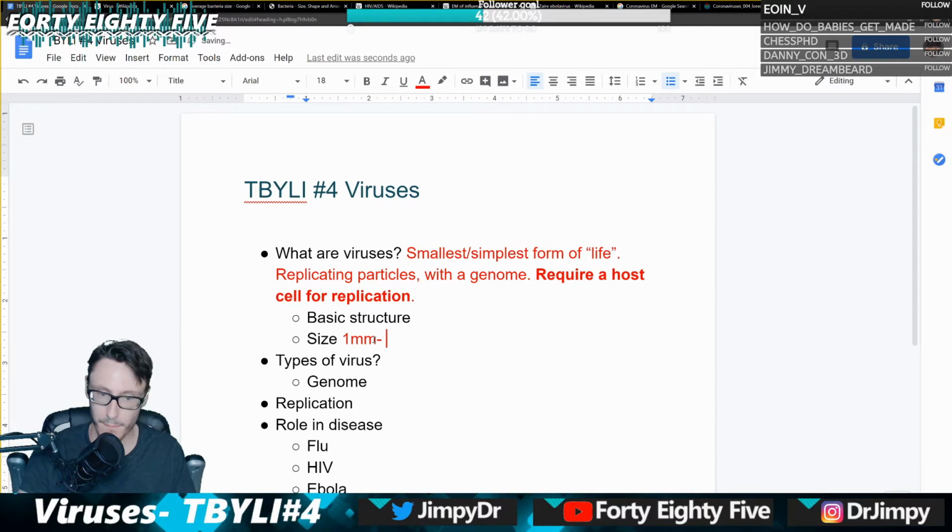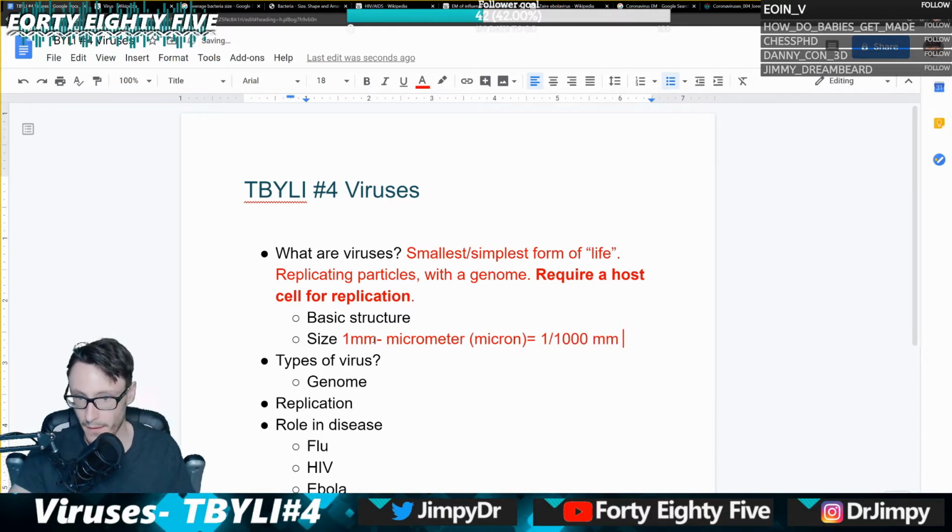A micrometer, or a micron as they call them, is equal to 1/1000th of a millimeter. So if you took a millimeter and divided it up into 1,000 pieces, one of those pieces would be a micrometer.